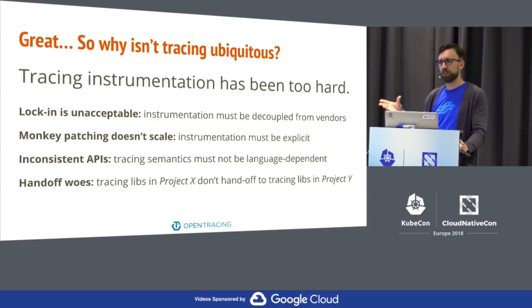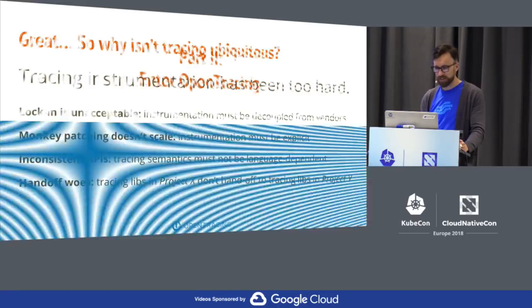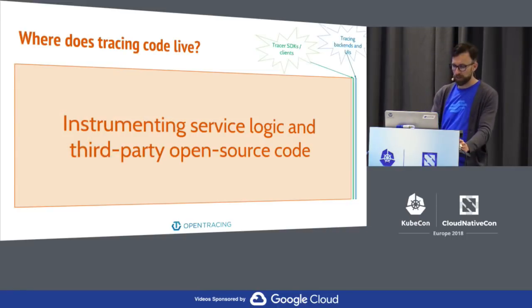So it doesn't work for everyone to instrument distributed tracing separately. They need to use the same instrumentation strategy, and that requires some level of coordination and standardization. So this is what OpenTracing is all about.